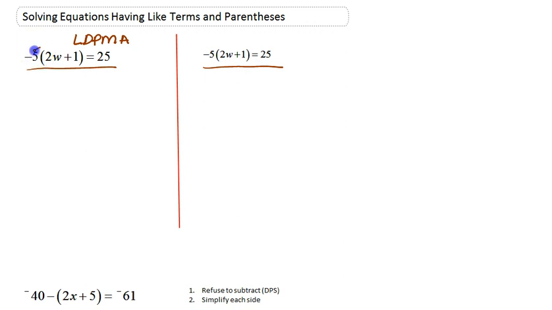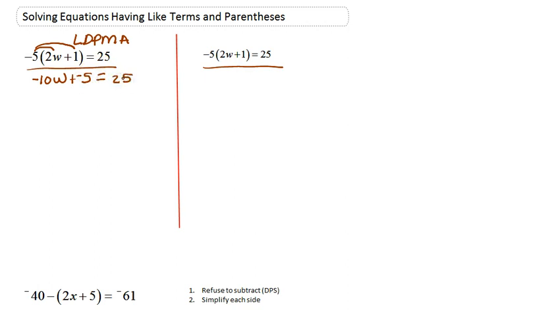So I'm going to take this negative 5 and distribute it across the addition sign because it's in parentheses. So negative 5 times 2w, I'm going to multiply negative 5 and 2, which gives me negative 10w, plus negative 5 times 1 gives me negative 5, equals 25.